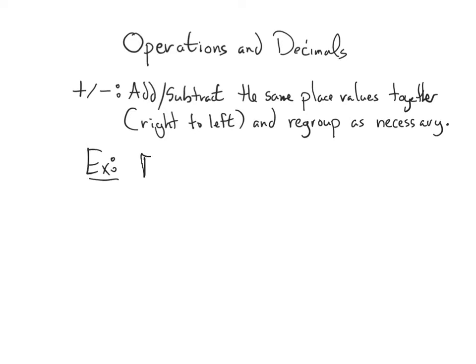So let's find, I don't know, 53.071 subtract 6.29. So remember, when you're adding and subtracting, lining up your place values is very important. With multiplication and division, it's not going to be. So let's do it.